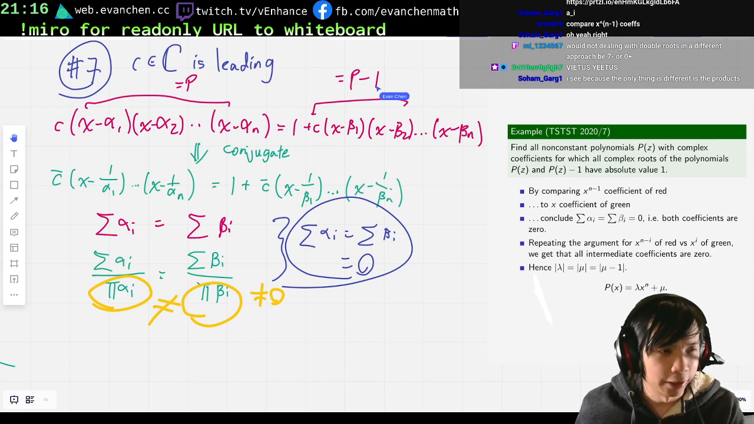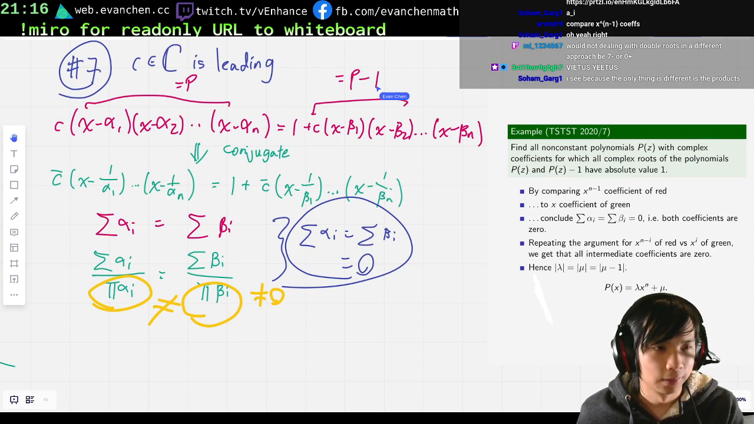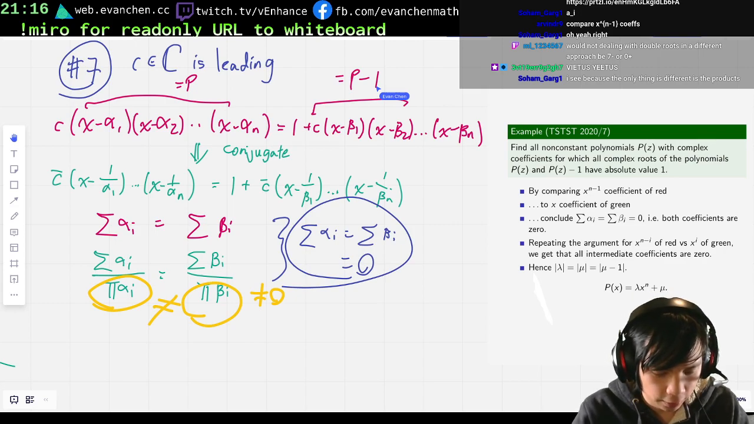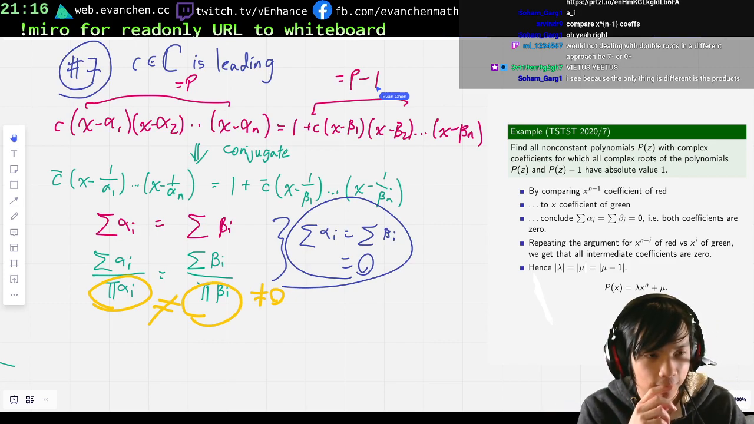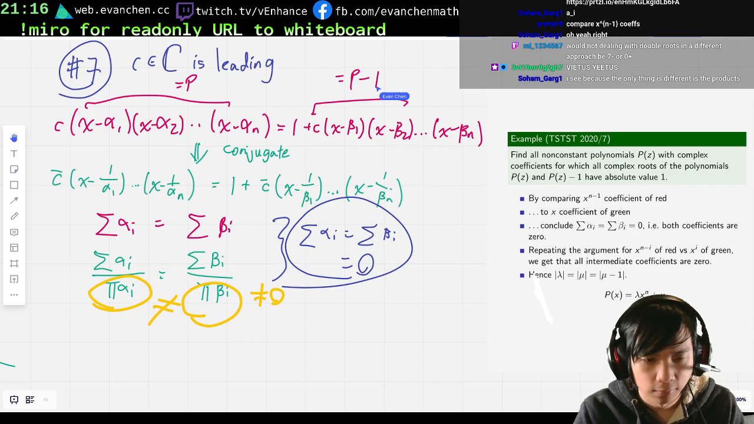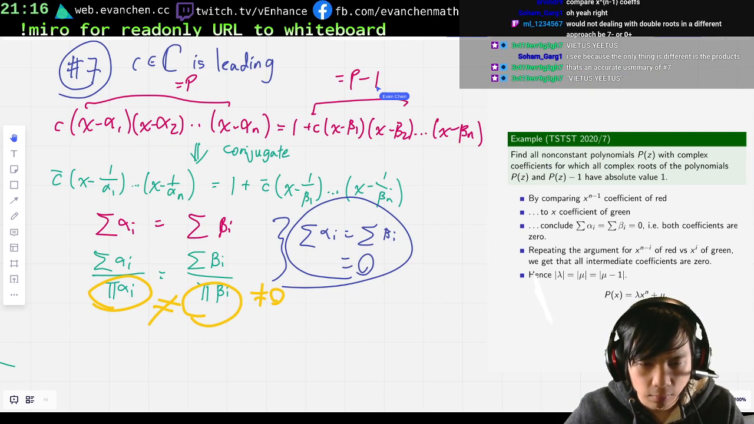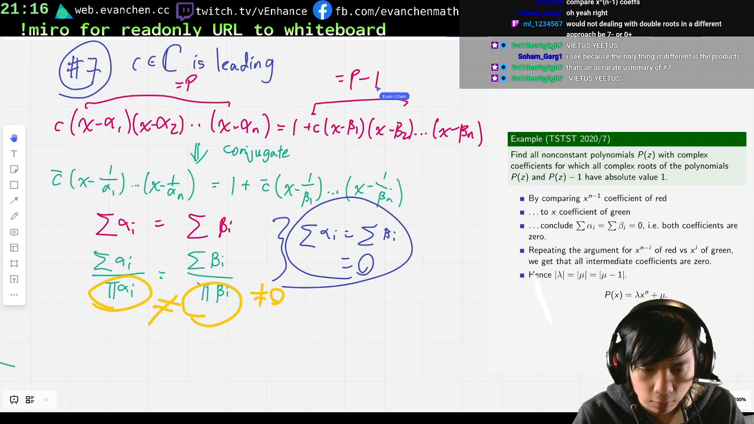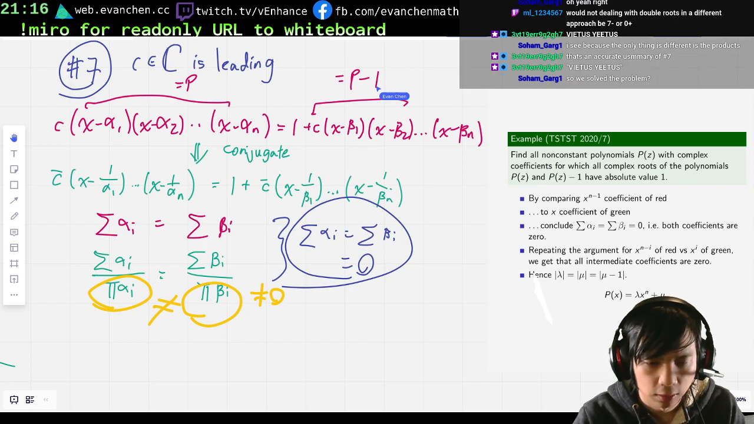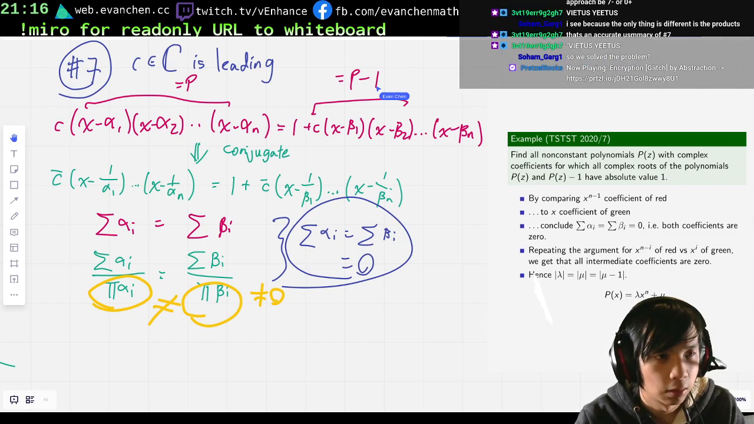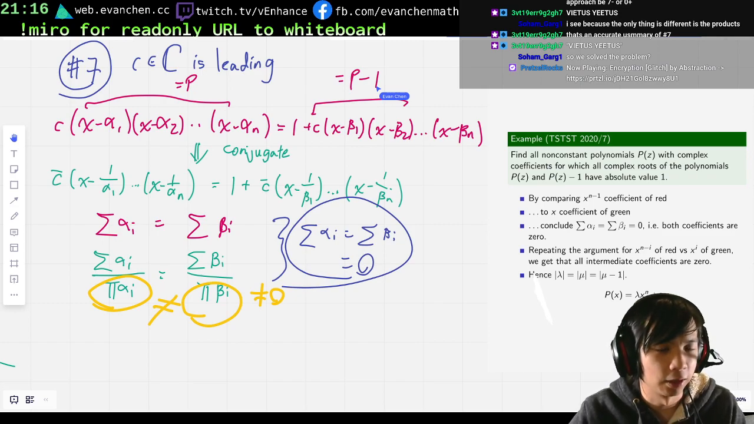Yeah. But the thing is, you know the products are different, so that implies that the things have to be 0. Okay, and that does it. Yeah, this is the complete solution to the problem.